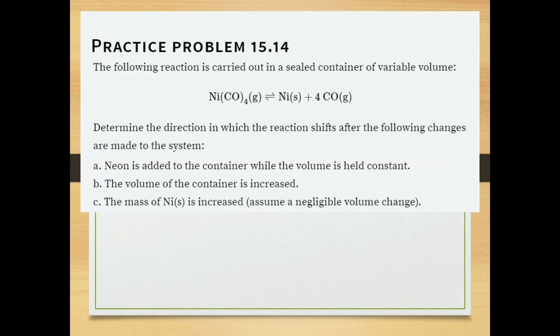So I have nickel monoxide. It goes to nickel solid when it's heated and releases carbon monoxide gas. What happens if I add neon to the container while I hold the volume constant? Well, neon isn't in that. Neon is an inert gas. It's not a reactant, it's not a product, it's not a catalyst. So adding neon should do absolutely nothing to my equilibrium.